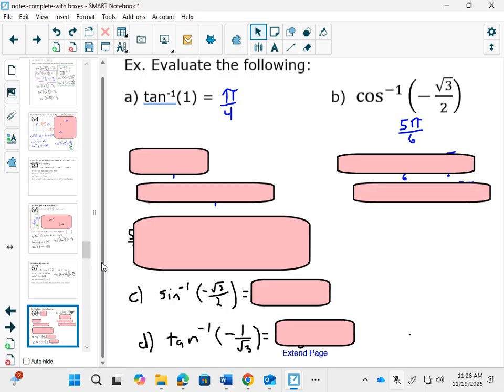Sine inverse of a negative. What quadrant will you be looking in? You're looking for a negative angle in quadrant 4. And which family? Pi over 4 family. So which one is it going to be? Negative pi over 4.